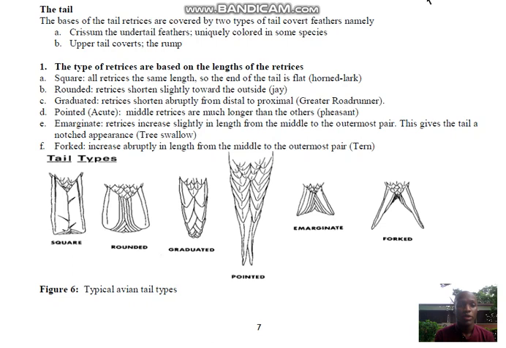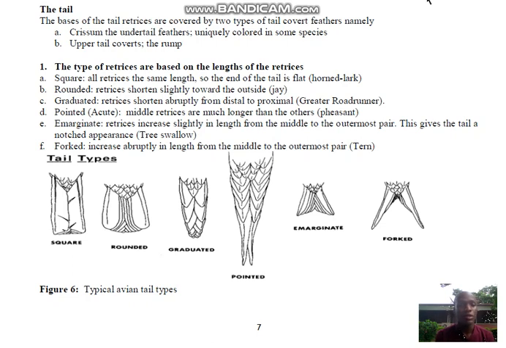For the graduated, the rectrices shorten abruptly from the distal part to the proximal part. A good example is the greater roadrunner. For the pointed or the acute, the middle rectrices are much longer than the others. A good example is the pheasants. And the emergent, the rectrices increase slightly in length from the middle part to the outermost pair. This gives the tail a notched appearance. A good example is the tree swallow.